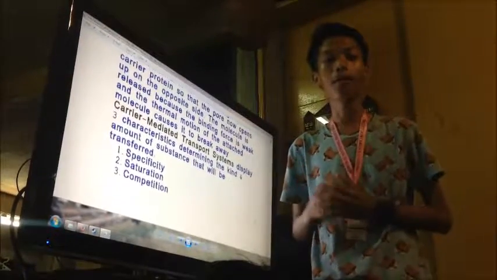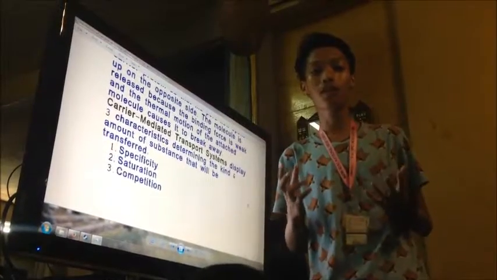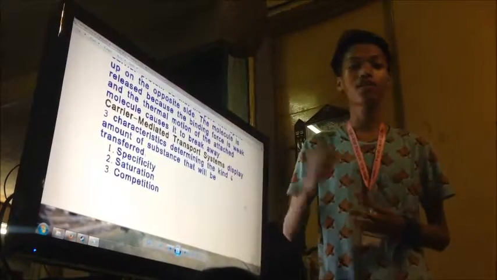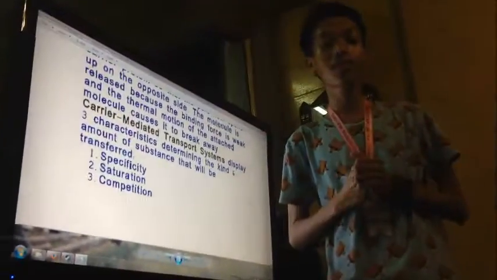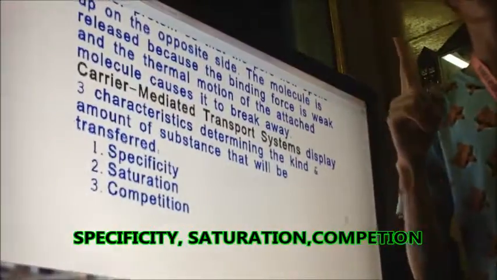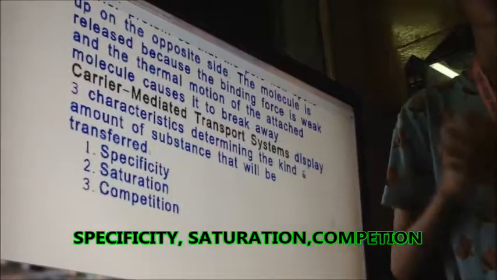Carrier-mediated transport systems display three characteristics determining the kind and amount of substance that will be transferred. The first is specificity, the second is saturation, and the third is repetition.